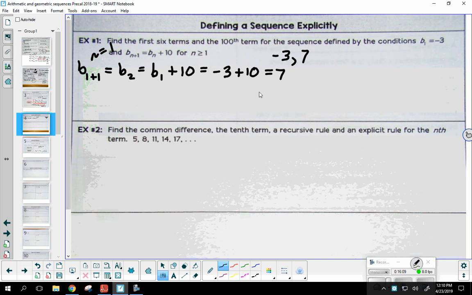So now I want the third term, so I'm going to need to plug in 2, because I need the second term to help me with this, right? So this would be b2 plus 1, which is equal to b sub 3, but b sub 2 plus 10. Okay. And for b sub 2, we found that to be what? 7 plus 10, which is 17.